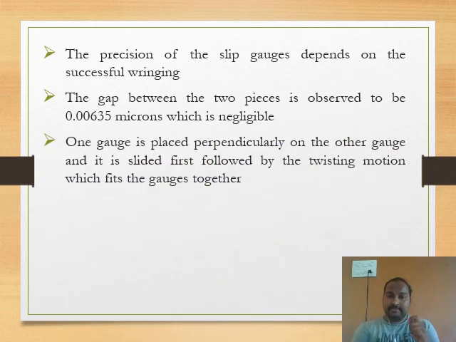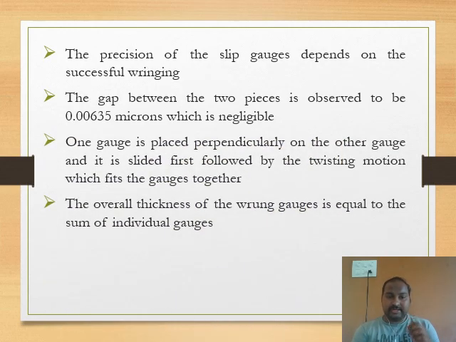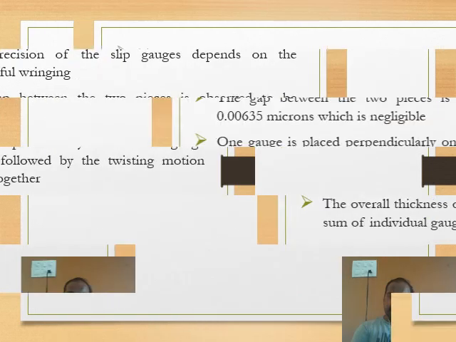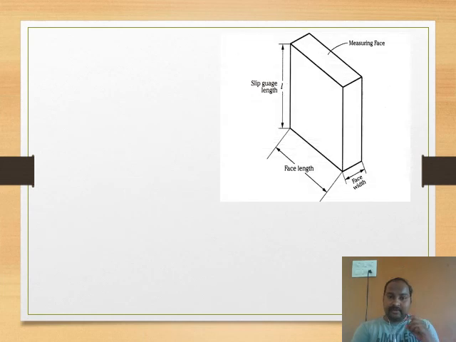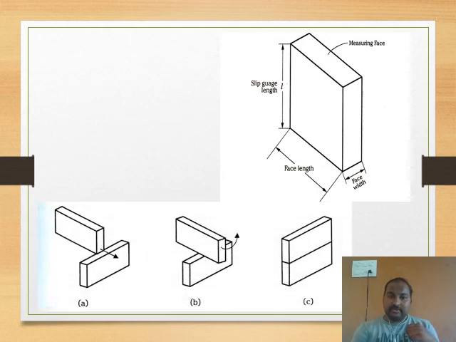One gauge is placed perpendicular to the other gauge and it is slid first. Two slip gauges are taken and kept perpendicular to each other, then they are rubbed with respect to each other, and then slowly twisted or rotated in such a way that each surface is parallel with respect to the other. The overall thickness of the wrung gauges is equal to the sum of the slip gauges. This is how a rectangular block, which we call a slip gauge, generally looks. So this is the ringing phenomenon.